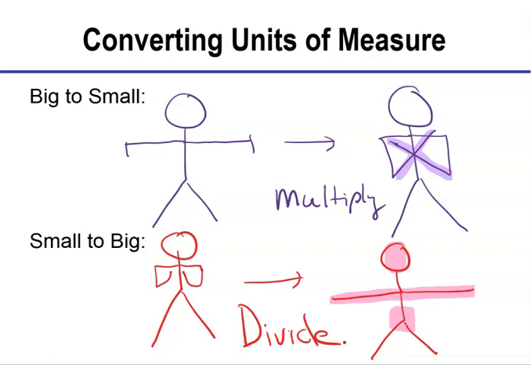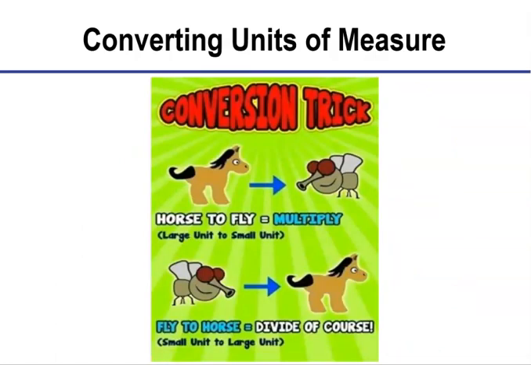Now, I did find another way to think about it, and it's pretty cute. So, horse to fly, multiply, okay? So, what does that mean? A horse is big, right? A fly is small. Horse to fly is multiply. Fly to horse, divide, of course. Also very cute, but for some reason, the body movements, and even in your education courses, you're going to learn that if you can get students to do things with their body, it is easier to remember. But again, this is super cute.